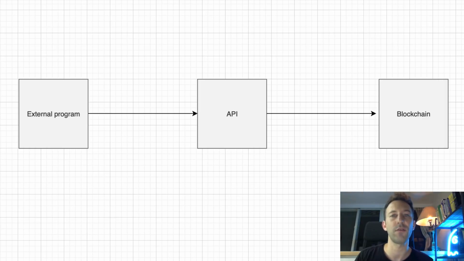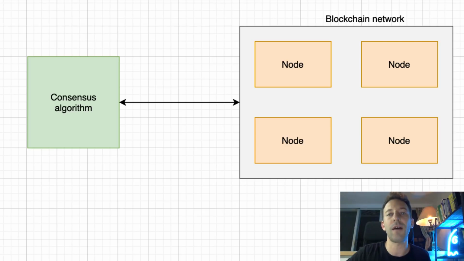Another important part of the Ethereum blockchain is the API. The API allows external programs to interact with the blockchain. The two main APIs allow you to send transactions and to read the state of the blockchain, but there are many other APIs. Another part of the Ethereum blockchain is the consensus algorithm. On Ethereum, we currently use proof of work, even though we will soon move to proof of stake.